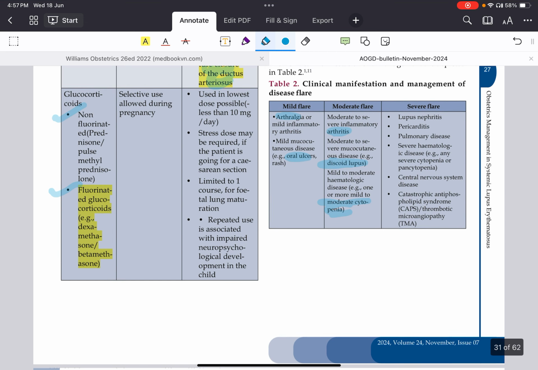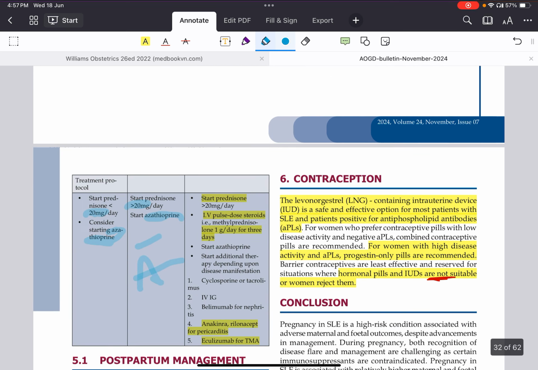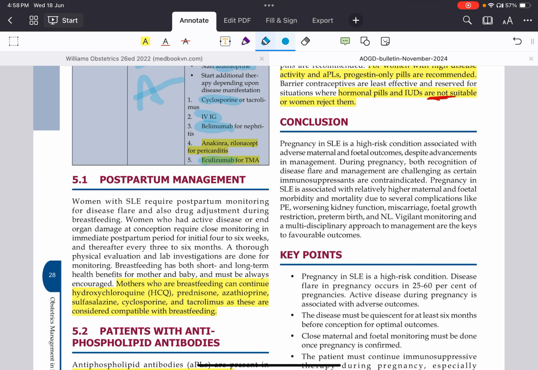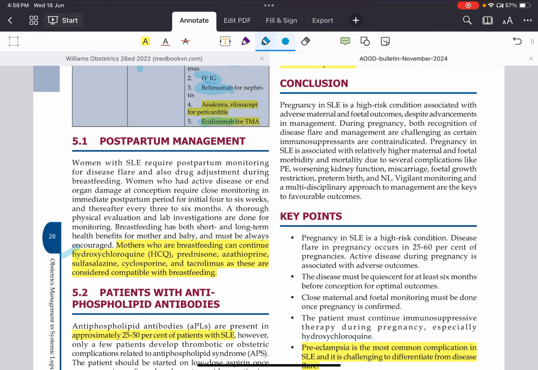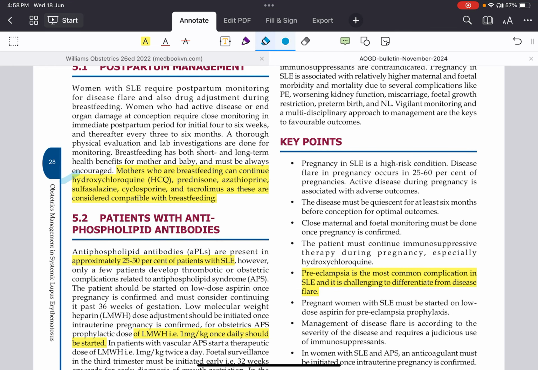Now coming to severe flares. What is a severe flare? Remember EULAR: kidneys, heart, lungs, hematology, central nervous system, antiphospholipid syndrome. Then you start prednisone more than 20. IV methylprednisolone is given, azathioprine, and you start other agents like cyclosporin, IVIG, belimumab, anakinra, eculizumab, these things. In breastfeeding mothers also you can give hydroxychloroquine, which is safe.